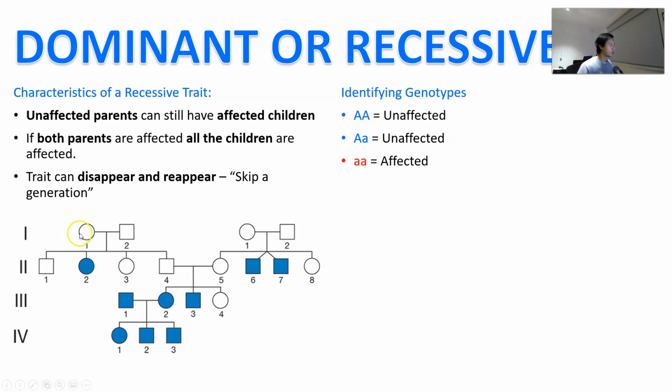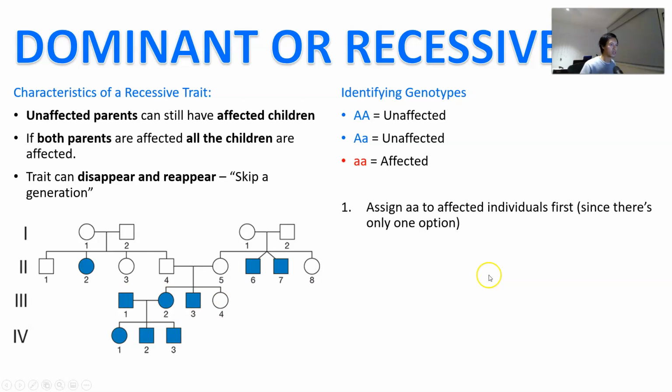So if you look at this and you go, hey, look, mom and dad don't have it, but the kid has it, must be recessive, okay? And then you can start plotting out your genotypes. Lowercase a means they're affected, so you go ahead, this guy, also this girl, these two guys here, these twins, this guy, this girl, this guy, this girl, this guy, this guy, they're all going to have it. So you plot out the affected individuals first, since you only have one option, and it's right there.